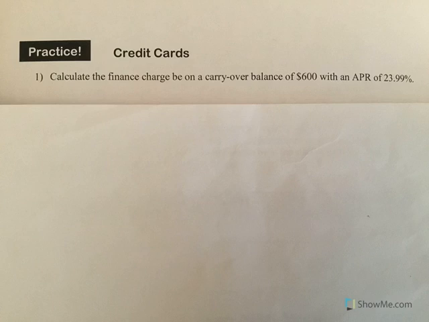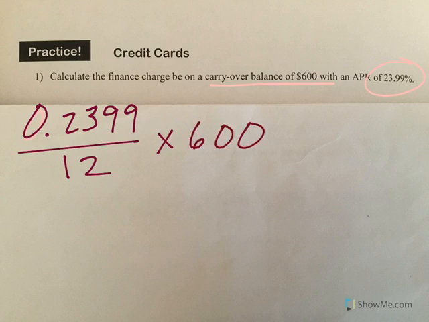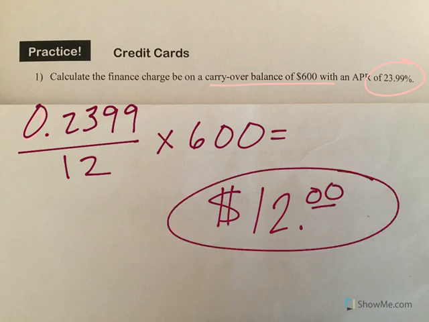Let's do some practice work with credit cards. So first we're just going to calculate the finance charge of a carryover balance of $600 with an APR of 23.99%. I take my APR, 23.99%, change it to a decimal, divide by 12, and I multiply by the carryover balance of $600. When I do that, I round to the nearest penny, which makes it an even $12.